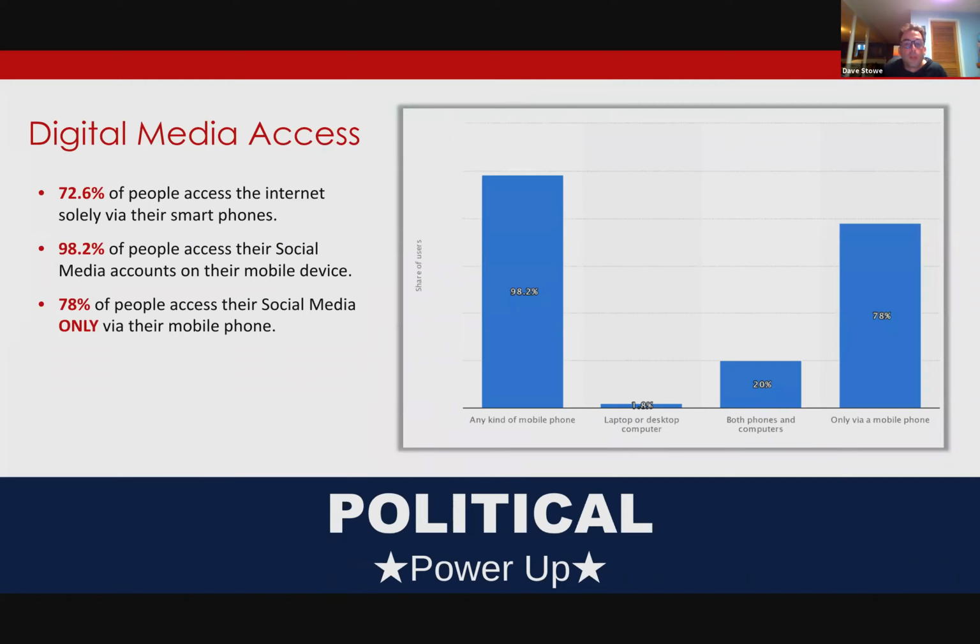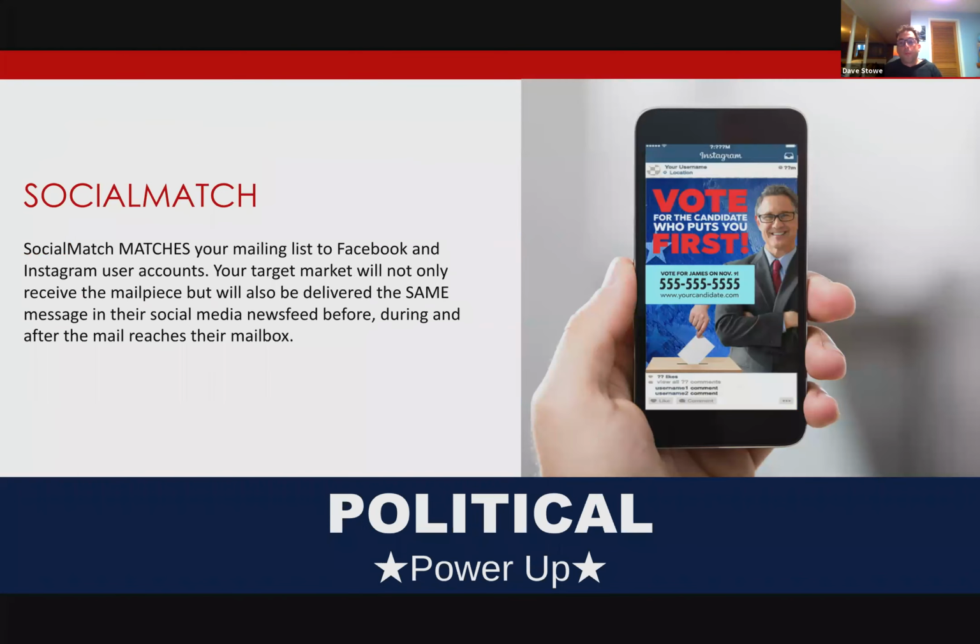So digital access, 72% of people access the internet solely on their smartphones, while 98% of people access social media accounts from their mobile devices. And 78% of people access their social media only from their mobile devices. So the first component of this digital integration is Social Match. Social Match matches your mail list to Facebook and Instagram user accounts, targets those, so your target market will not only receive the mail piece, but will also be delivered the same message to their social media newsfeed before, during, and after the mail piece arrives.